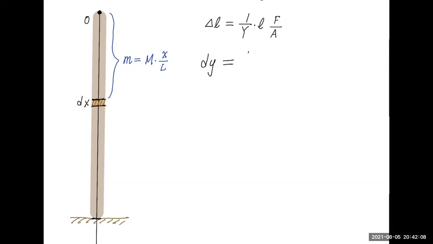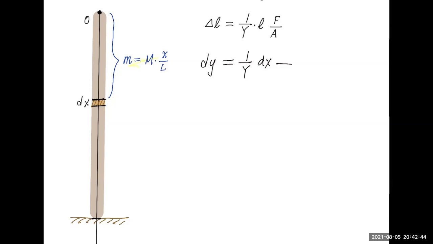What is that equal to? 1 over Y, times the length of the segment, which is dx, and then times what? F over A, the stress applied on this segment. It is all due to the weight above it. The weight above it is not the total weight. If the total mass is big M, then the weight of the entire column is big M times g, but the mass above this little piece is small m, and small m is a fraction of the total mass, assuming the cross section is uniform.